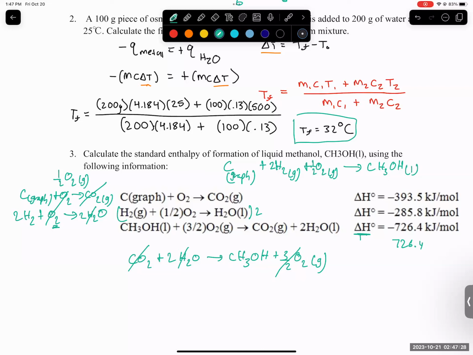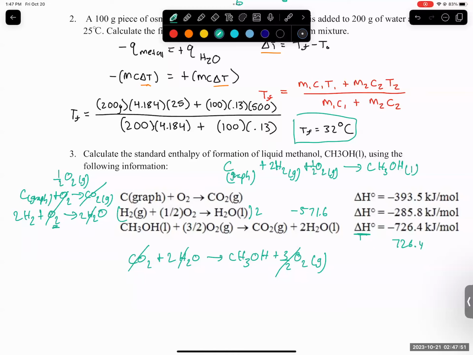Yeah. Okay, so we double it. Not tripling, not dividing by 2. So 285.8 times 2. We're gonna get negative 571.6.